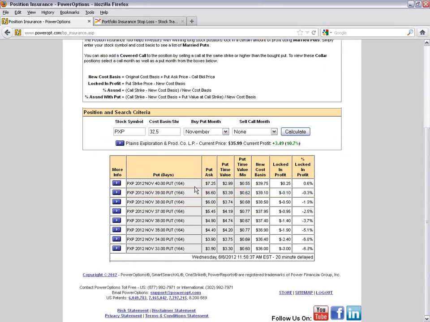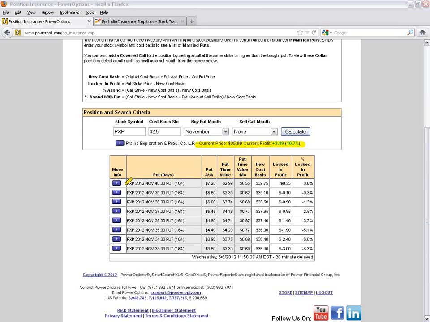And now this shows us the different strike puts. Now, as we see up at the top, right now we have a current gain of about 10.7% on the position. We bought the stock at $32.50. It's trading at $35.99. So we have an unrealized profit of $3.49.